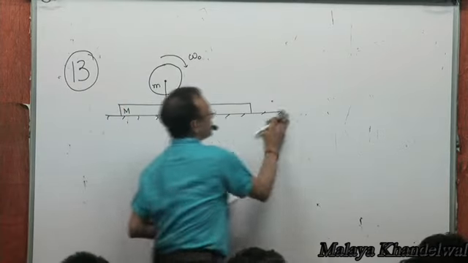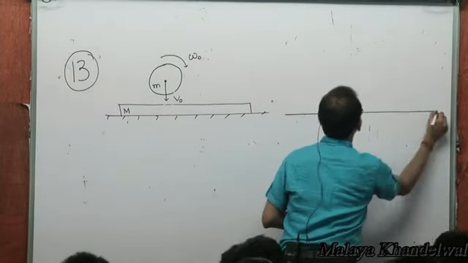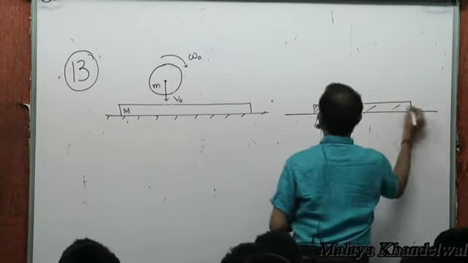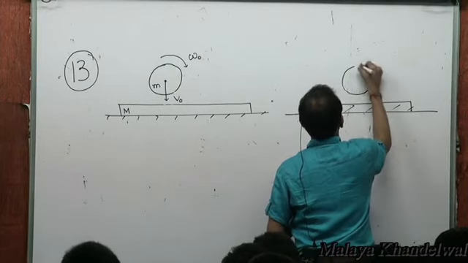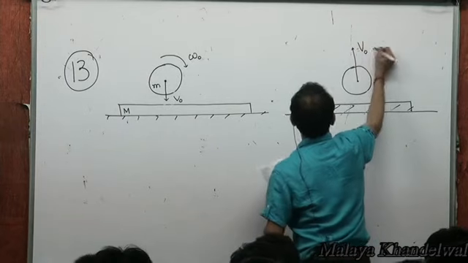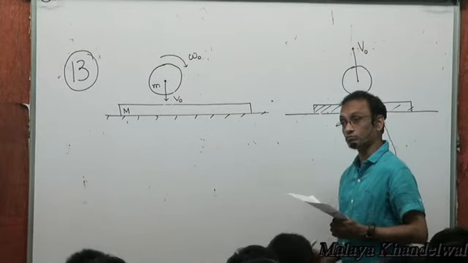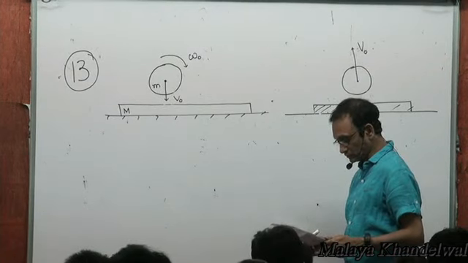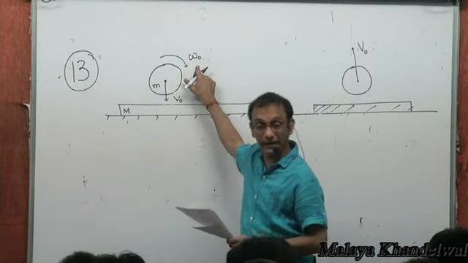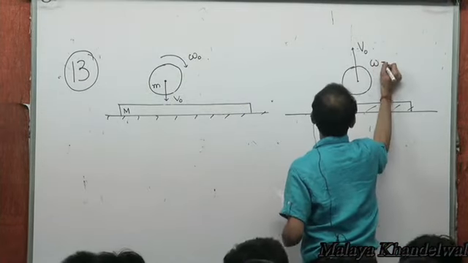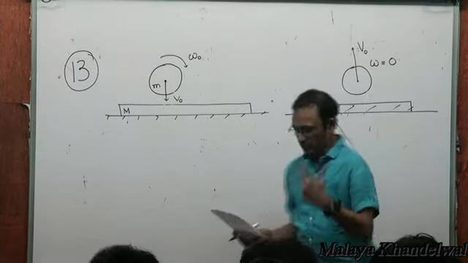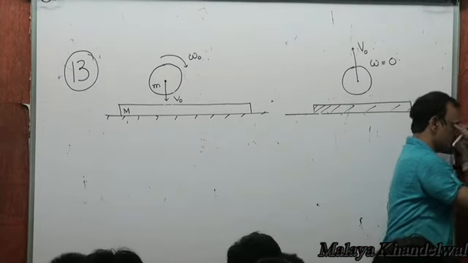Now, the impact did the following. What is given is, because of the impact, the following happened. The vertical velocity reversed in direction and maintained the magnitude, became v naught. That's given. And omega became 0. That's also given. We'll understand the physics of this. Omega became 0. Okay, let's first take a look at this.